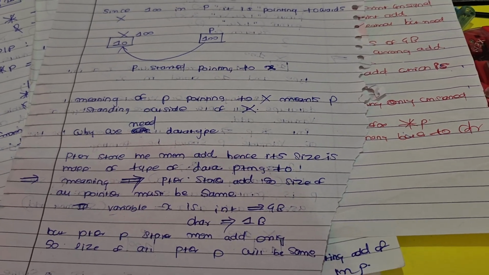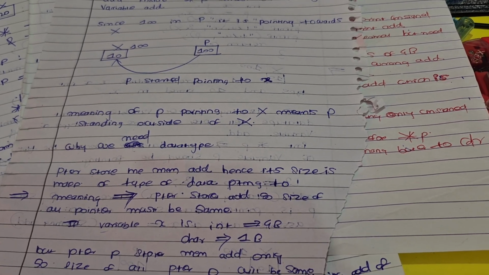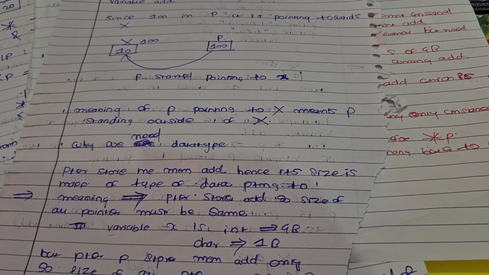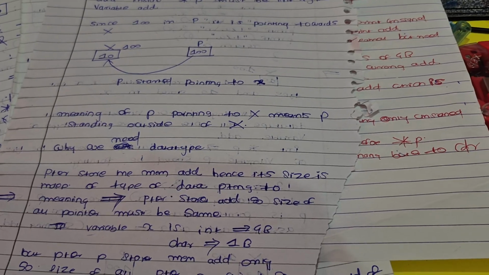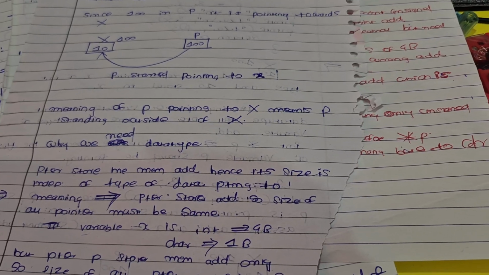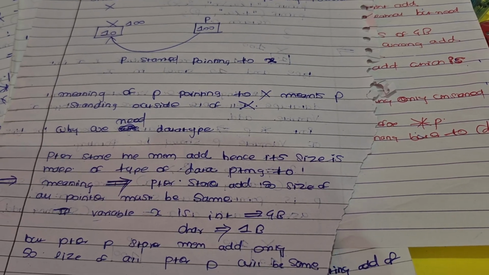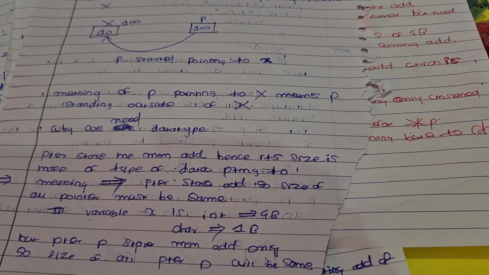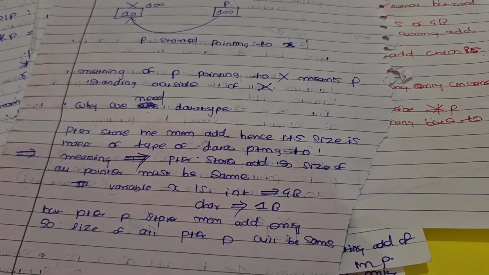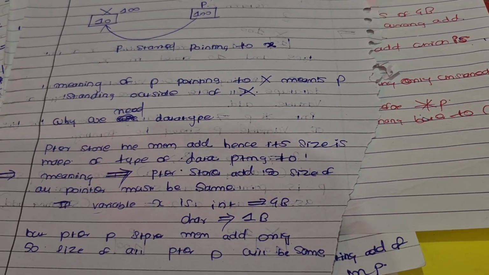So the question would be, why do we need a data type in front of a pointer? A pointer stores a memory address, right? Hence its size is independent of the type of data it is pointing to. A pointer stores an address, so the size of all pointers must be the same. If variable x is int, then it's 4 bytes, char is 1 byte. But pointer p only stores a memory address, so the size of all pointers will be the same. So that's why we specify the data type in front of the pointer.